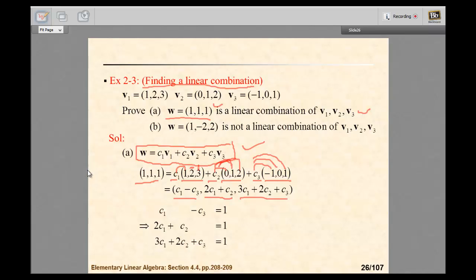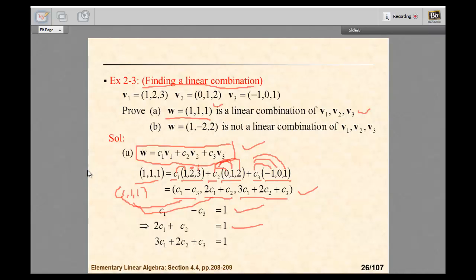So our left hand side will be 1, 1, 1, and the right hand side is whatever the thing. Now compare the coefficients. So C1 V1 is equal to 1. So I write C1 minus C3 will be equal to 1. Secondly, it is written here 2C1 plus C2 will be equal to 1.